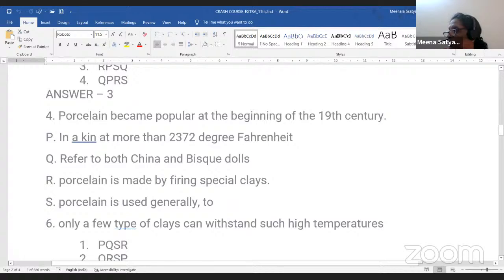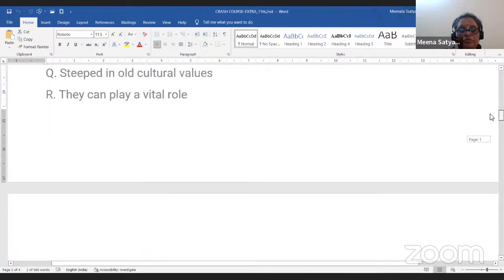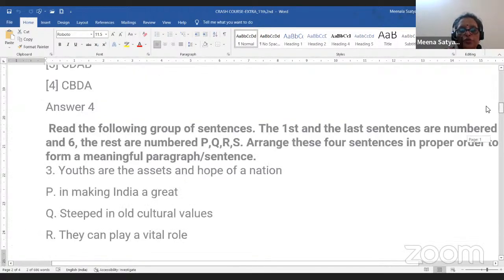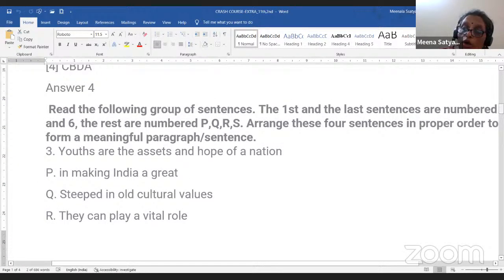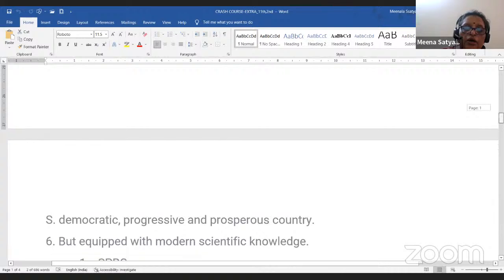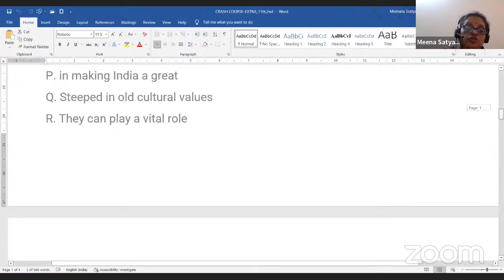So here you can see the answer to be option 3, which is RPSQ. Now, what? Youth are the assets and hope of a nation. They can play a vital role. So after nation, "they" here refers to the youth. They can play a vital role. And then RP: in what can they play a vital role? In making India a great, democratic, progressive, prosperous country steeped in old cultural values.